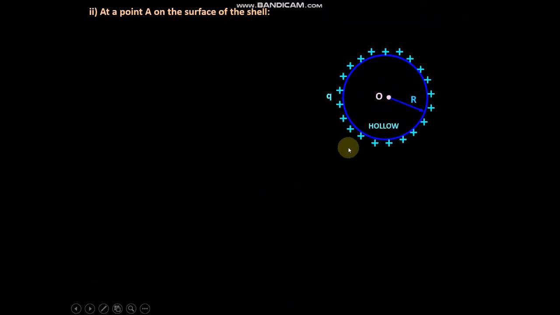The second case, at a point A on the surface of the shell. Now if this is the surface of the shell and we want to find the field here only on the surface, then the Gaussian surface will be on the surface only.